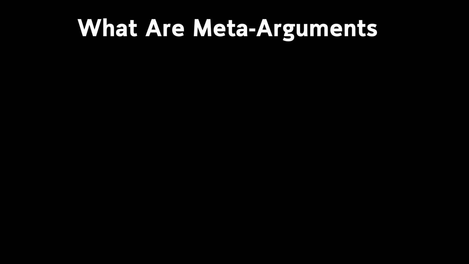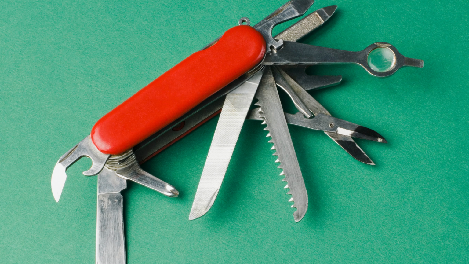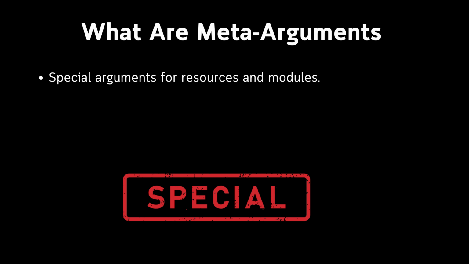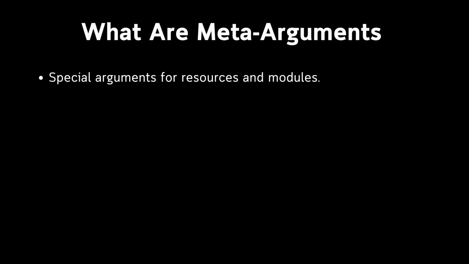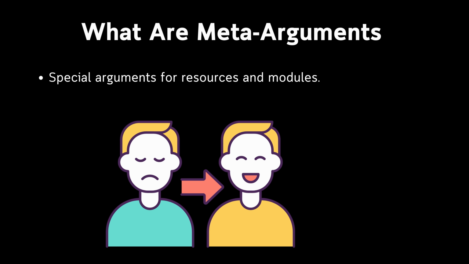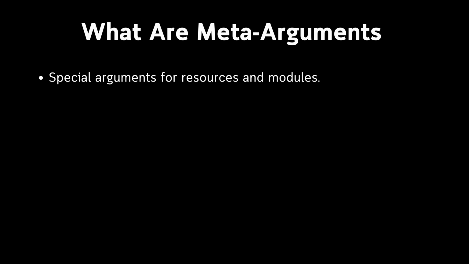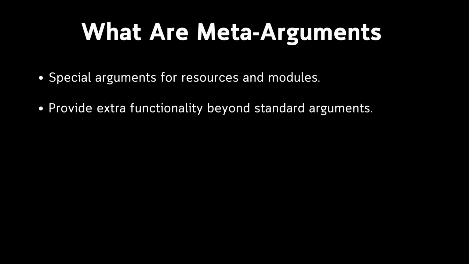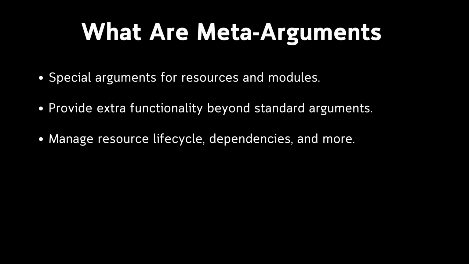We'll start with understanding what meta-arguments are and why they are super useful. Meta-arguments in Terraform are special arguments that can be used with any resource type to change their behavior or to make them more dynamic. They provide additional functionality and control over how Terraform manages your resources. They help you manage things like the lifecycle of your resources and handle dependencies.